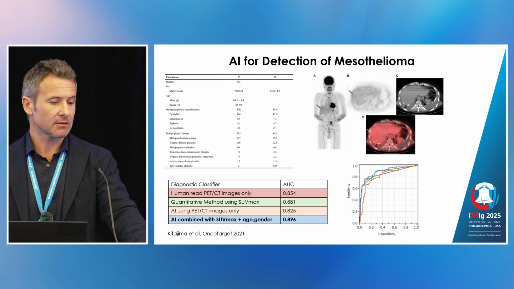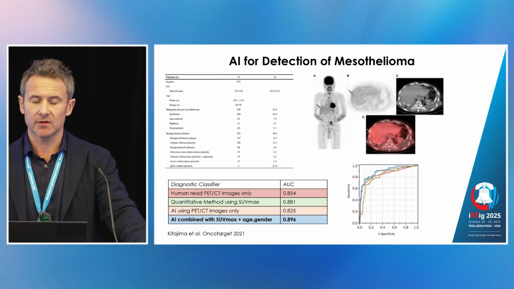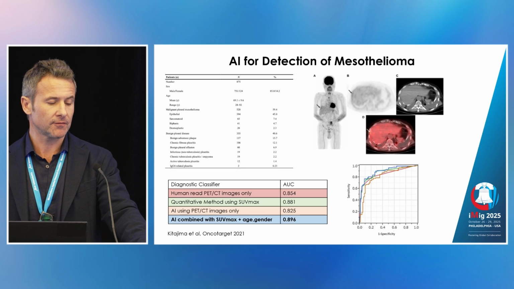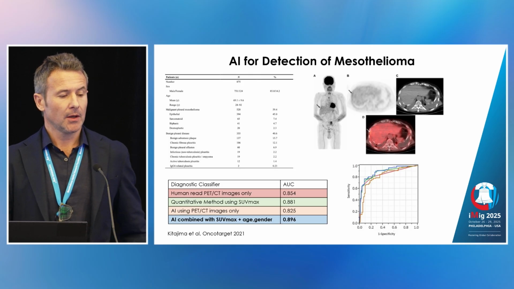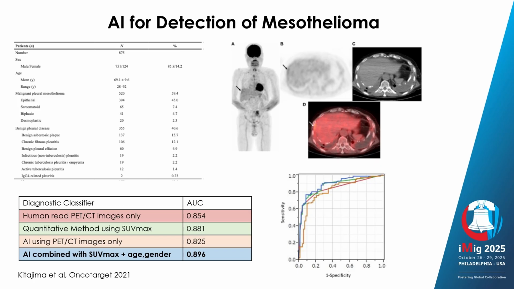PET scanning, as many of you know, is very commonly used in cancers of lots of different types. In mesothelioma, we don't use PET scan routinely as a diagnostic test, which is why this study, although it's helpful, probably doesn't advance the field hugely. So this study reports the use of PET scanning as a diagnostic in a large retrospective cohort.